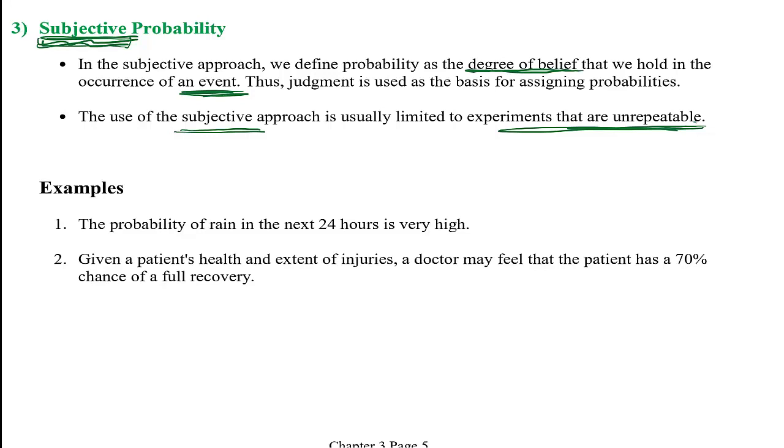Subjective probabilities, examples of them are as follows: The probability of rain in the next 24 hours is very high. Another example, given a patient's health and extent of injuries, a doctor may feel that the patient has a 70% chance of a full recovery.